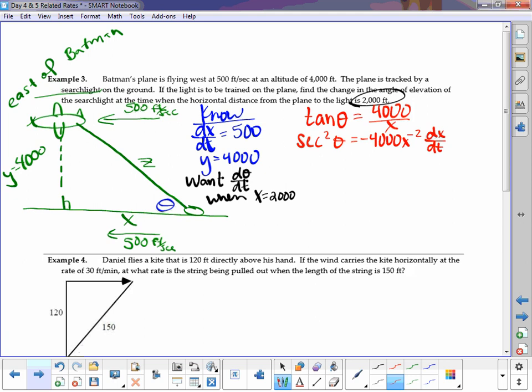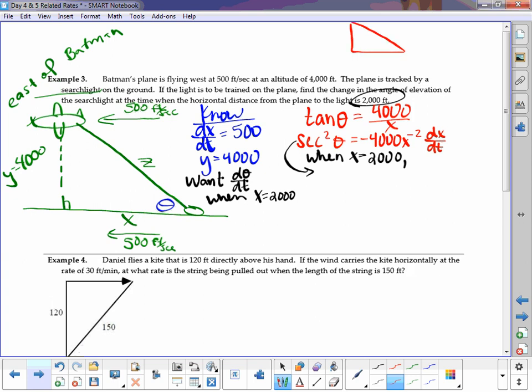Are we good with that derivative there? Secant squared theta, and then on the right side we get negative 4,000 over x squared dx dt. Good with that? Okay, so now it's just like before. When x equals 2,000, what do we have?